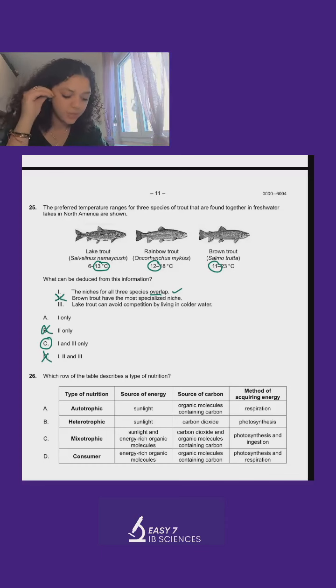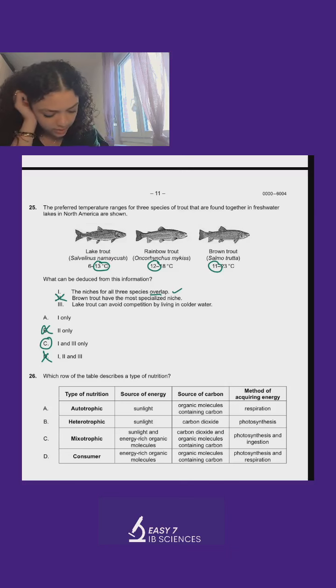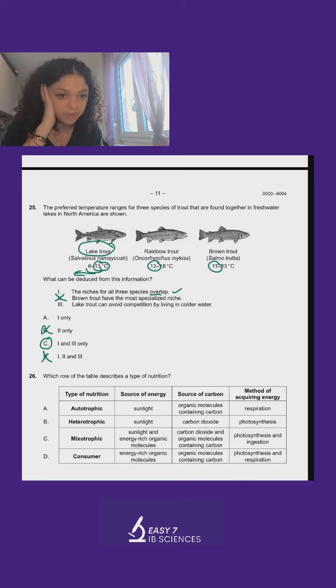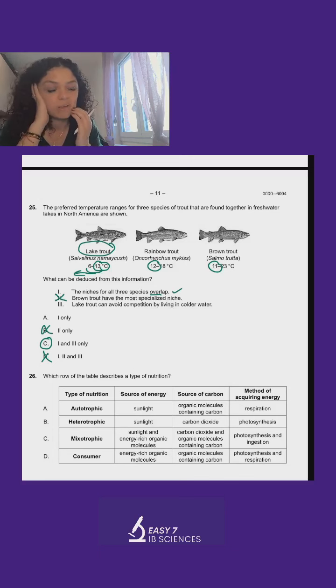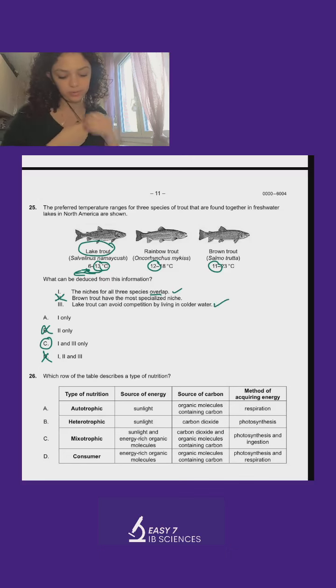But it says lake trout can avoid competition by living in colder water. And yes, they can, because lake trout have a lower temperature range. So in order for them to avoid the competition, because remember we said these niches overlap, to avoid having to fight for food or for spaces to live, they can live in colder environments. And that's why our answer is C, because both options 1 and 3 are correct.